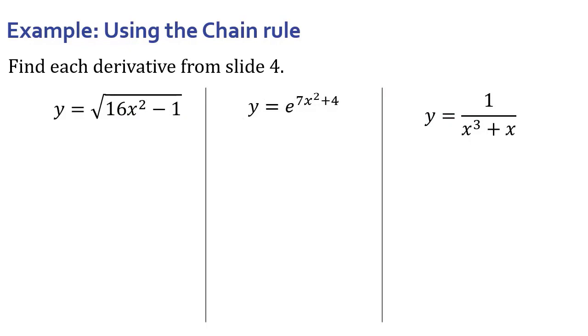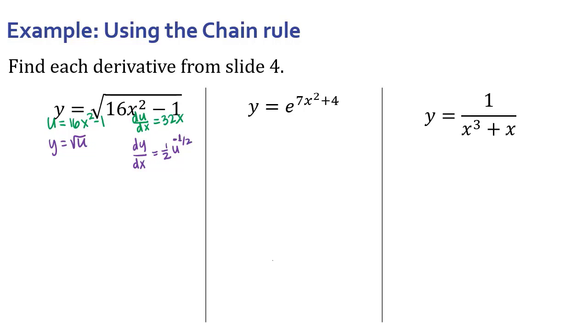Okay, let's continue going. So here I said that u was 16x squared minus 1, so that's our inside function. Our outside function is the square root of that, so the square root of u. All right, so this derivative of u with respect to x is going to be 32x. And here the derivative of y with respect to x is 1/2 u to the negative 1/2.